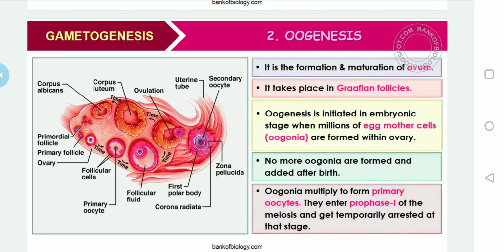These cells, the oogonia, start dividing and enter into meiosis I, and get temporarily arrested, that means temporarily stopped, at the stage called primary oocytes. Just recall the process of meiosis that we discussed last year.